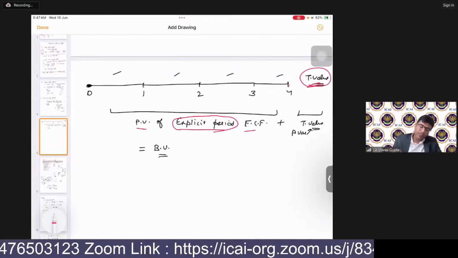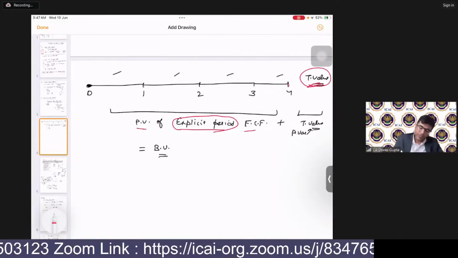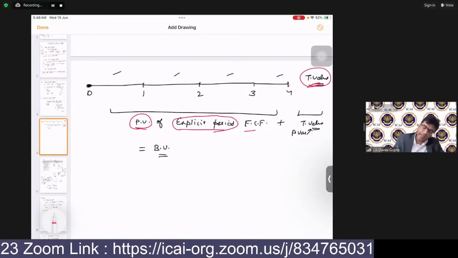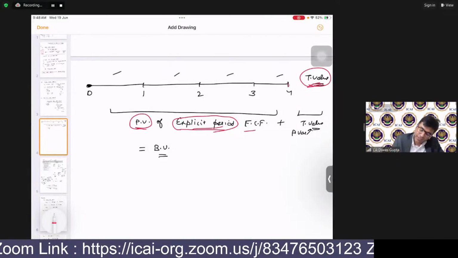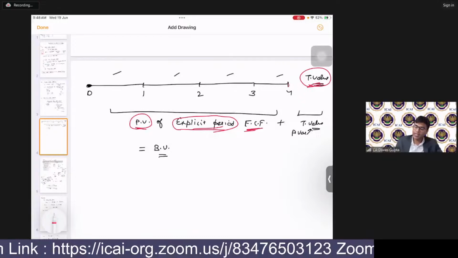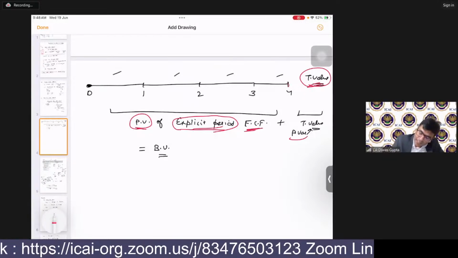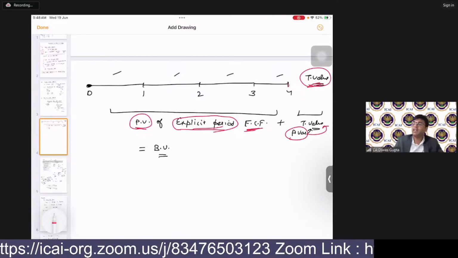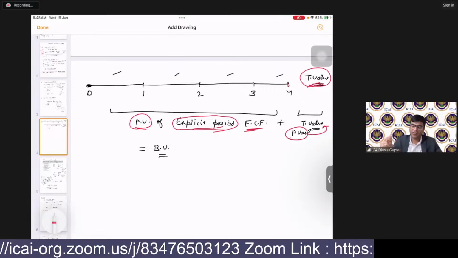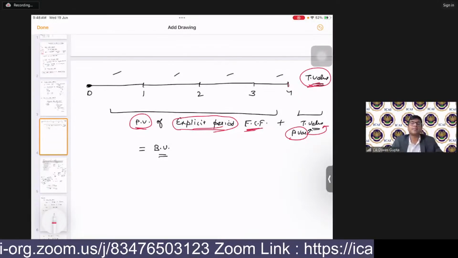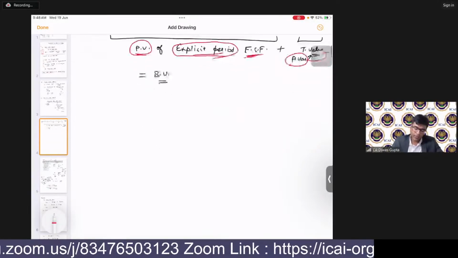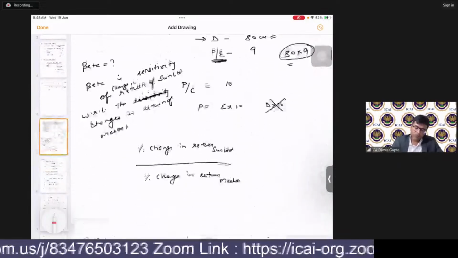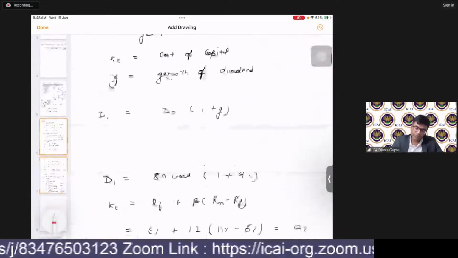Now what do we have to do for business valuation? We have to find out the present value of the explicit period related free cash flows. This is the discounted cash flow. Plus we have to take the present value even for the terminal value, because the terminal value is after 4 years, right? So that will give us the overall value, students.